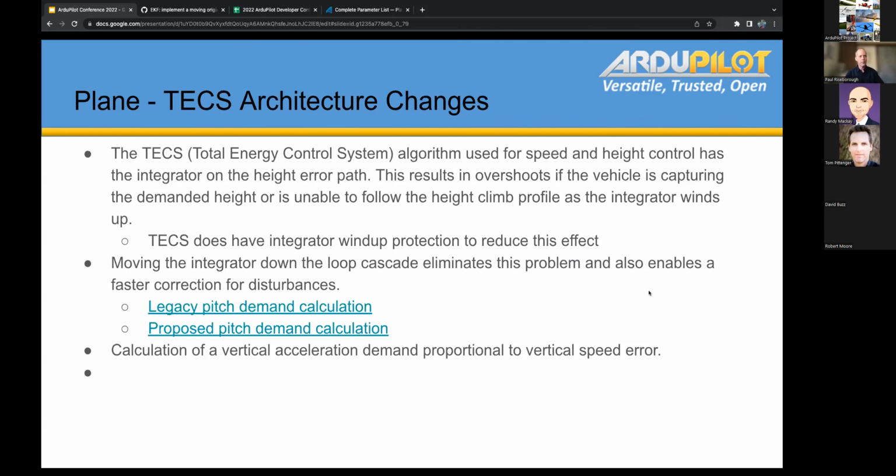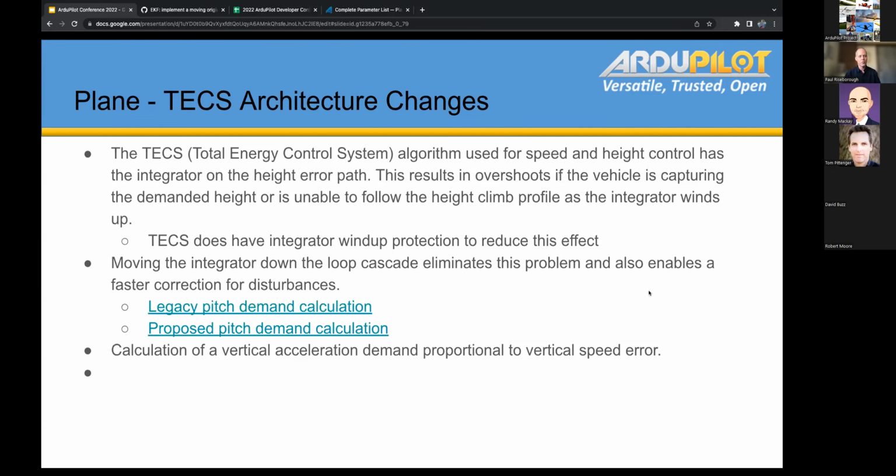Okay. Now, in addition to this, I also drilled down and started looking at the TECS total energy control system. That's the algorithm we use to control our speed and our height. And once again, there were decisions made about integrating that algorithm when we first implemented it, which now that we have a wider range of aircraft and a bit more experience with the type, people are starting to use TECS in much more dynamic sort of flight regimes. Some of the limitations are starting to become more evident.